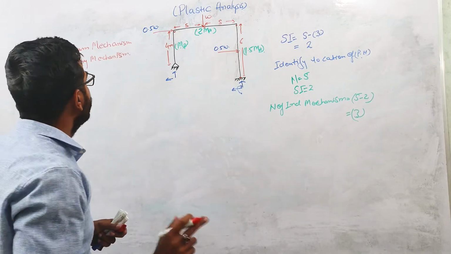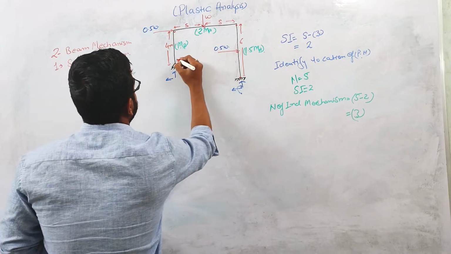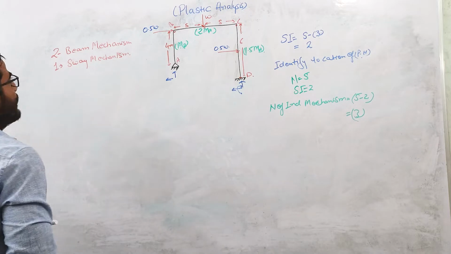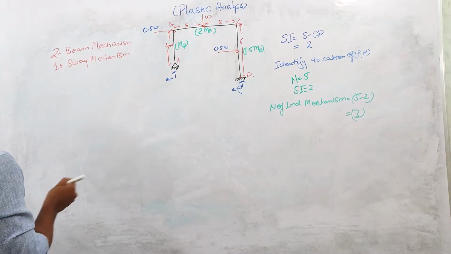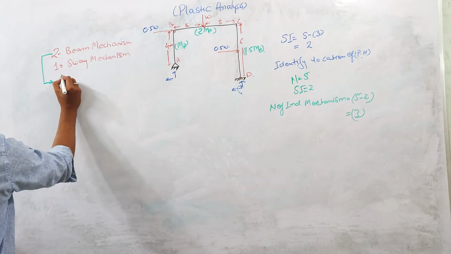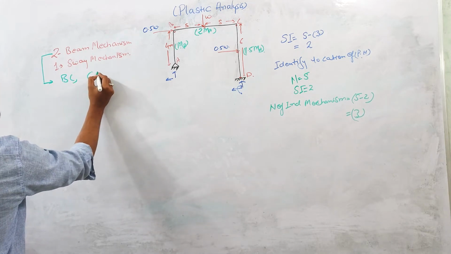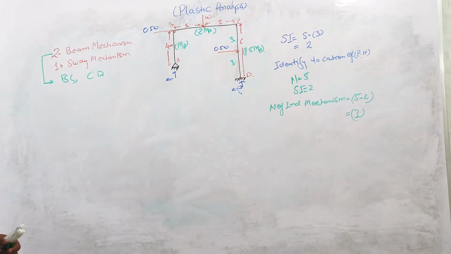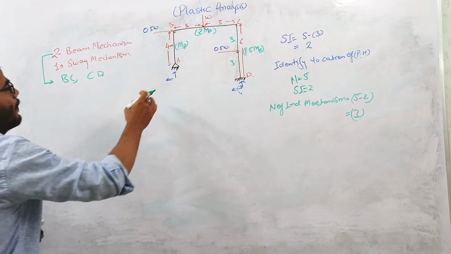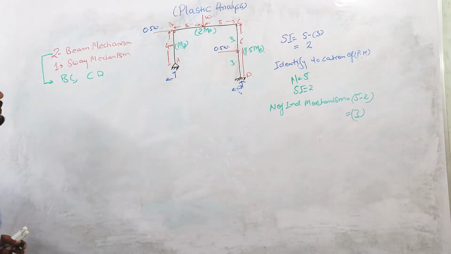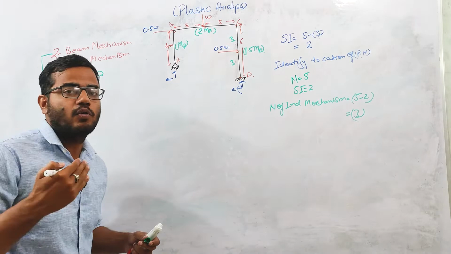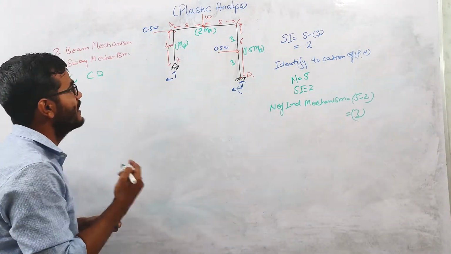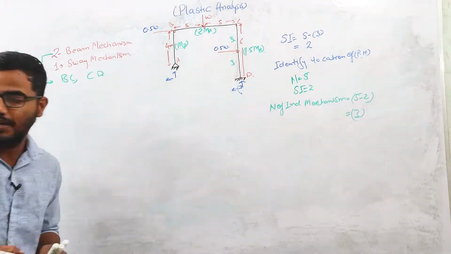Let us suppose this is A, this is B, this is C, this is D. Two beam mechanisms will take place in members BC and CD. This distance is 3 meters, and this distance is again 3 meters. And one sway mechanism will form on the complete structure. First we will calculate the collapse load for the beam mechanism in member BC, or the beam BC, right?